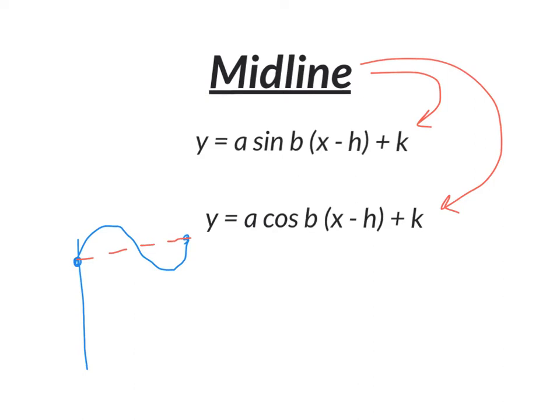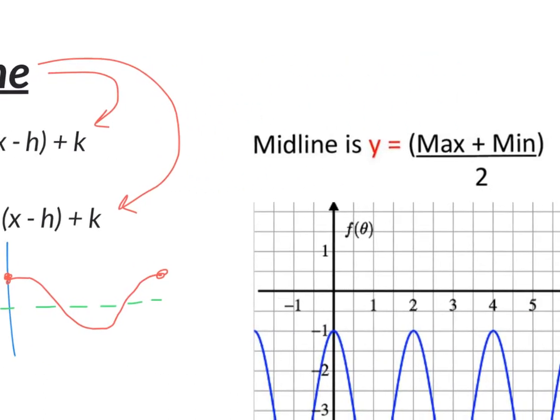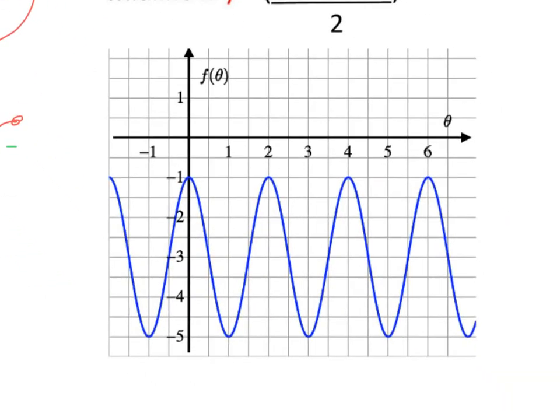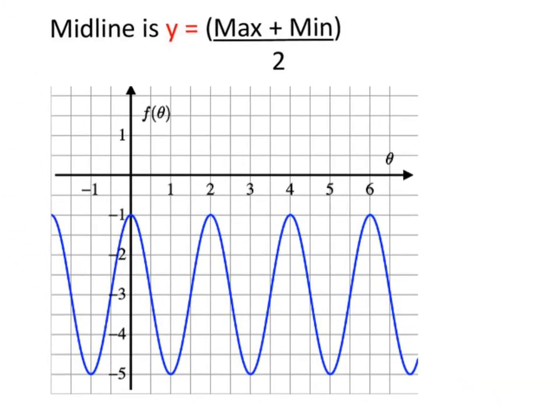If you notice, this piece here is perfectly symmetrical to this, and it's cut halfway in between. For cosine, it'd be very similar, except cosine starts at your max, and it goes back up to your max. So you'd want the midline to be perfectly halfway between the max and the min. There's actually a formula for it besides the fact that it's K. It's max plus the min divided by 2.